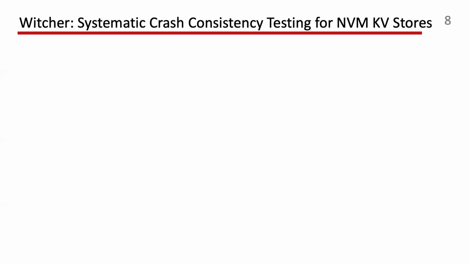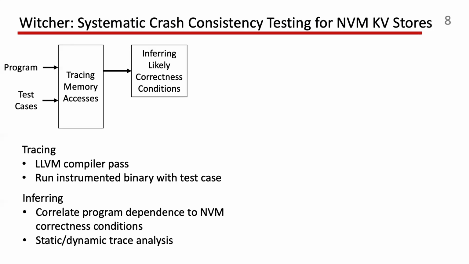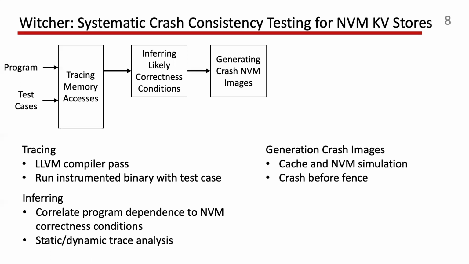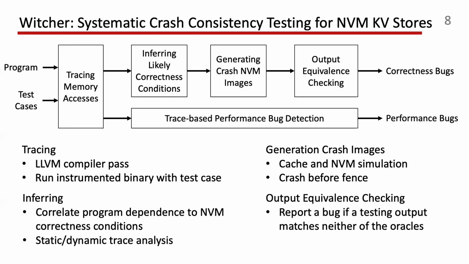Based on those 2 key ideas, we designed Witcher, a new systematic crash consistency testing tool for NVM key value stores, which takes a program and a test case as input. A test case is a sequence of program operations. The first step is to trace the memory accesses and then infer likely correctness conditions from the trace by using program analysis. After that, Witcher constructs a set of crash NVM images violating the conditions. Then Witcher performs output equivalence checking to validate if the condition violation is a true bug, and also detects performance bugs as a bonus by analyzing the trace.